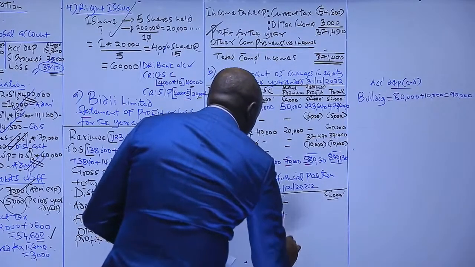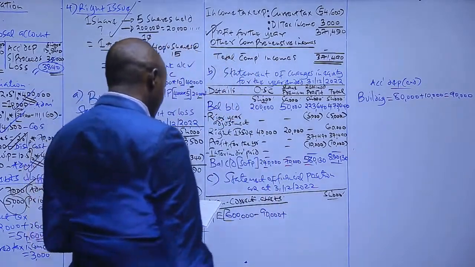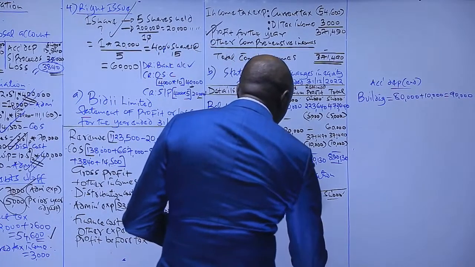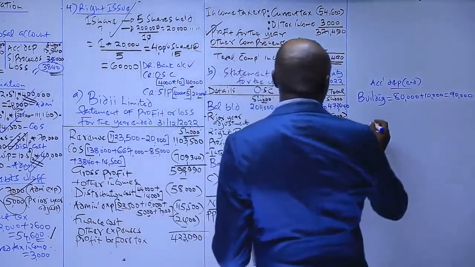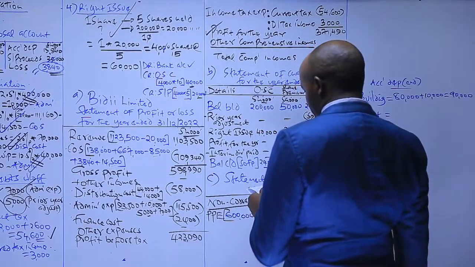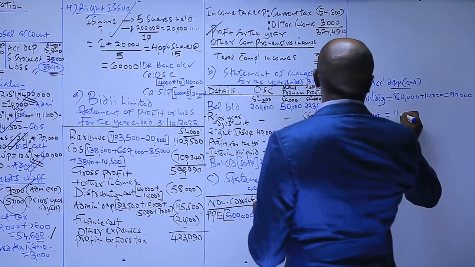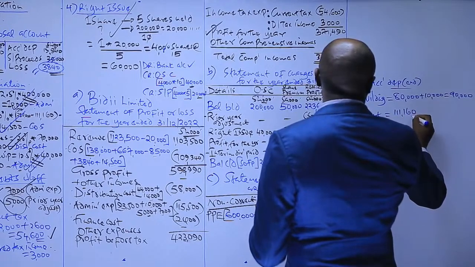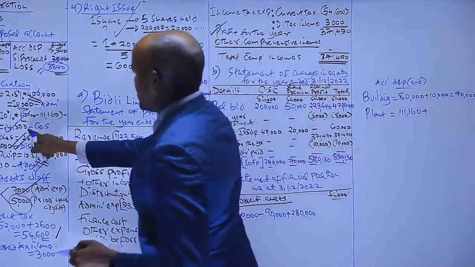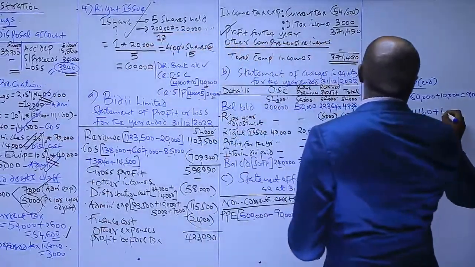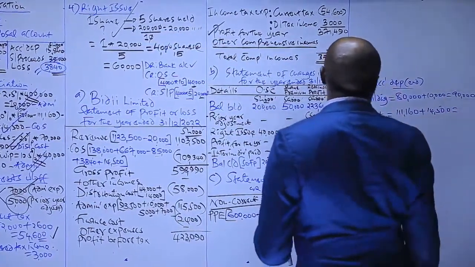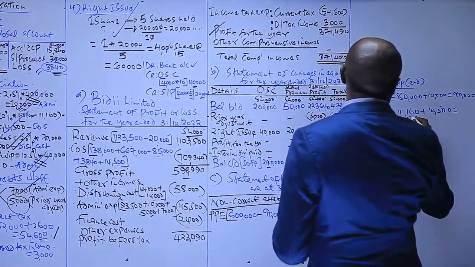Then to this, we add plant. The cost of plant is 280. And then what will be the accumulated depreciation of plant at the end of the year? We take the accumulated depreciation of plant at the start as given in the trial balance, 111,160, and then we add the depreciation for the year here. How much is it? 14.5. So this will give us an accumulated depreciation of what?